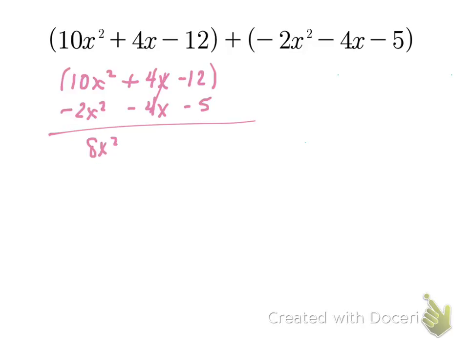Okay, and now I just add, so I'm going to get 8x squared, and 4x and negative 4x cancels, giving me no x's at all, so I don't even need to write anything. And negative 12 and negative 5 make negative 17. And that's it. That's all there is to this. Notice that x squared and x squared remain x squared. You're not going to do any addition of the exponents like you would with multiplication.